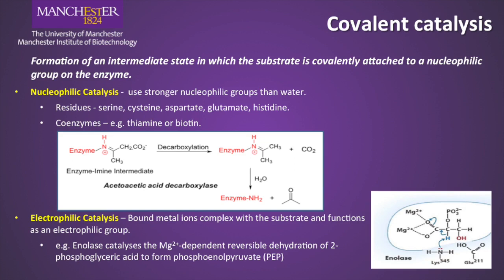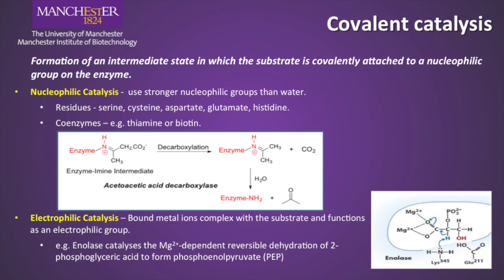And again, a good example here is the reaction cycle catalyzed by acetoacetic acid decarboxylase, where we get covalent formation of a so-called enzyme imine intermediate between the substrate molecule and the enzyme molecule, which then allows decarboxylation to occur. Breakage of that covalent species through hydrolysis with water can then release the free enzyme and products of the reaction.